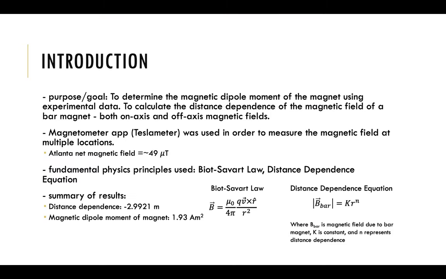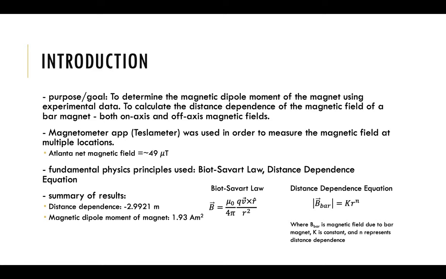Introduction. The goal of this experiment was to determine the magnetic dipole moment of the magnet using the experimental data. It was also to calculate the distance dependence of the magnetic field of a bar magnet using both on-axis and off-axis magnetic fields. The magnetometer app Teslameter was used to measure the magnetic field at multiple locations. The Atlanta net magnetic field is approximately 49 microtesla.